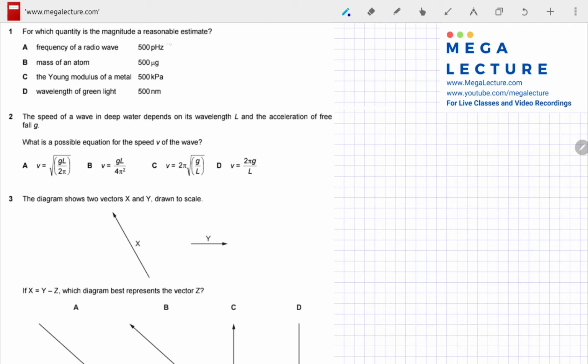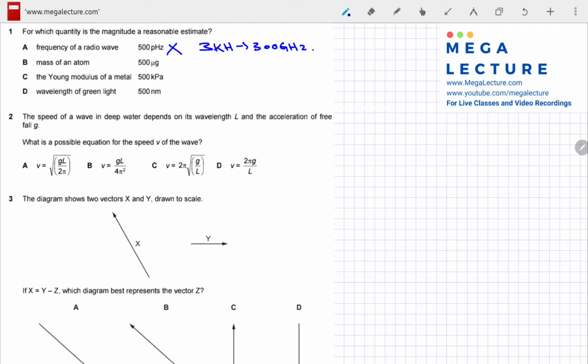So let's check. For the frequency of a radio wave, the frequency lies between the region of 3 kilohertz to somewhat 300 gigahertz. So this answer does not fall in that range.